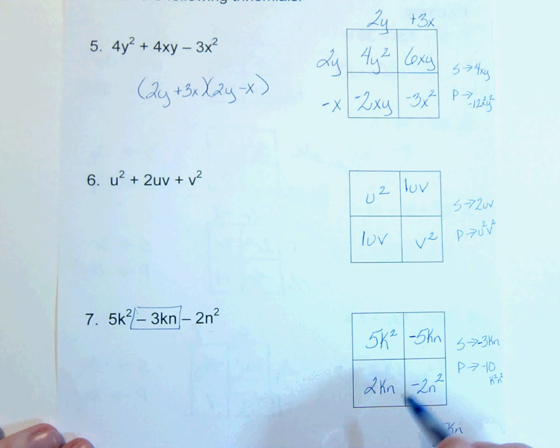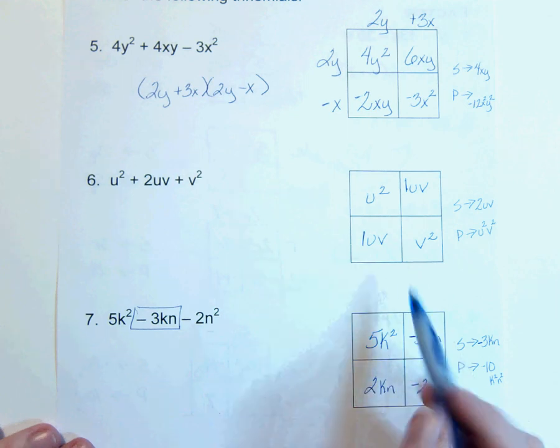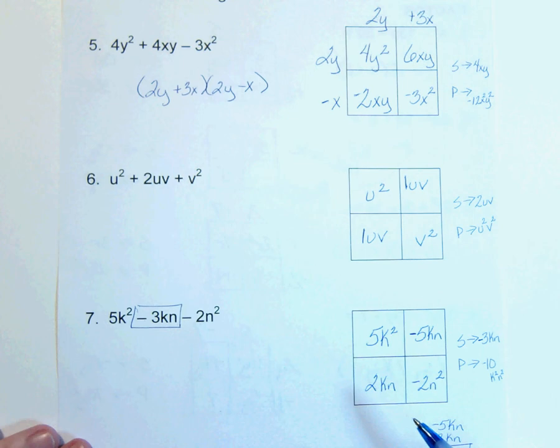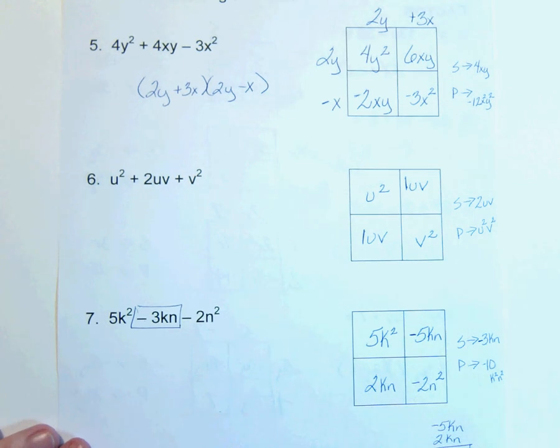So you might take these down to their factored form and then check with your teacher. I'm going to go ahead and stop this one here. And that concludes 4-4.